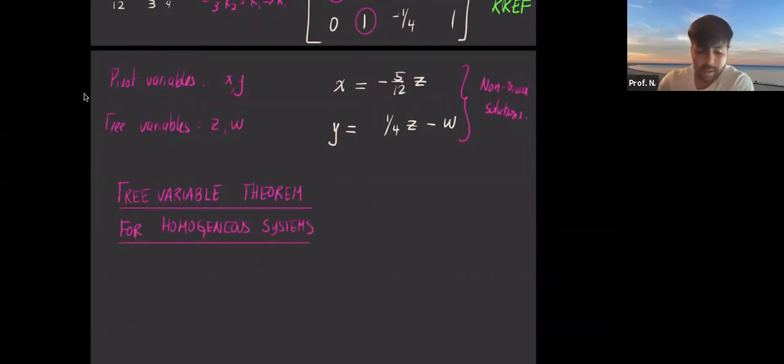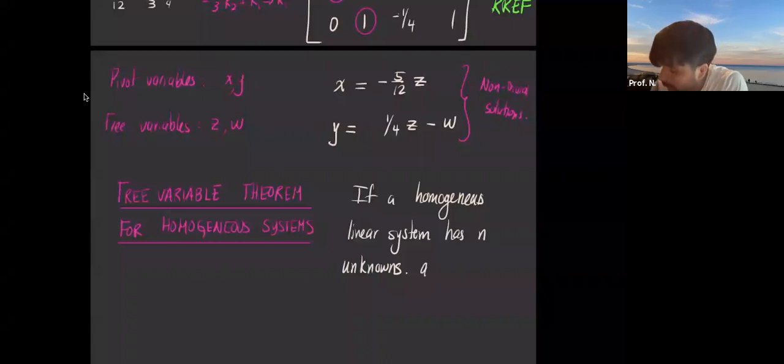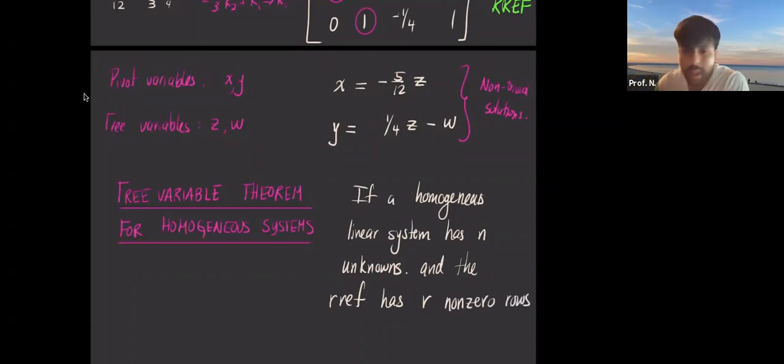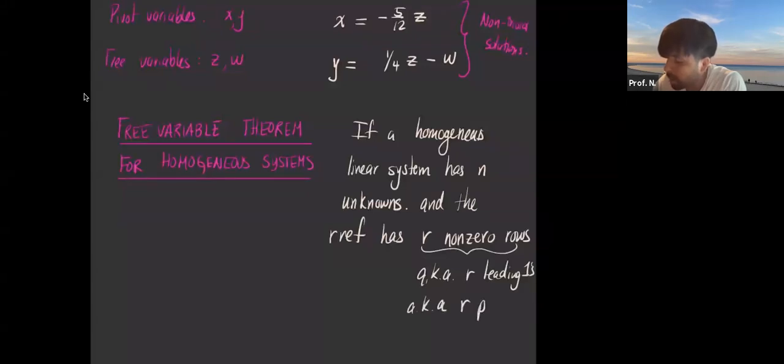And what does it state? It states that if a homogeneous linear system has n unknowns, and the row reduced echelon form has r non-zero rows, aka if you have r non-zero rows, that also means you have r leading ones, or aka you have r pivots.